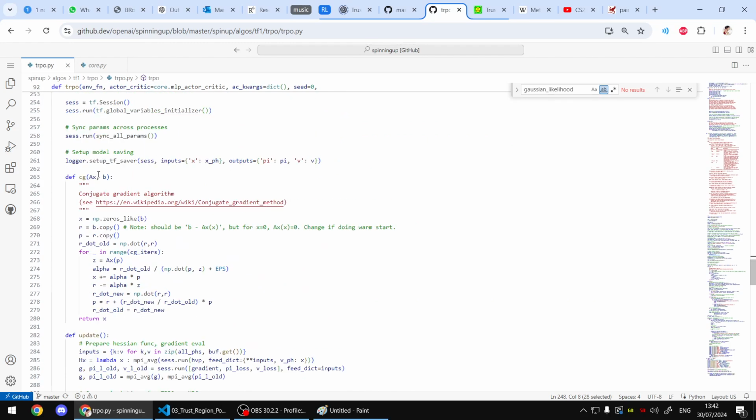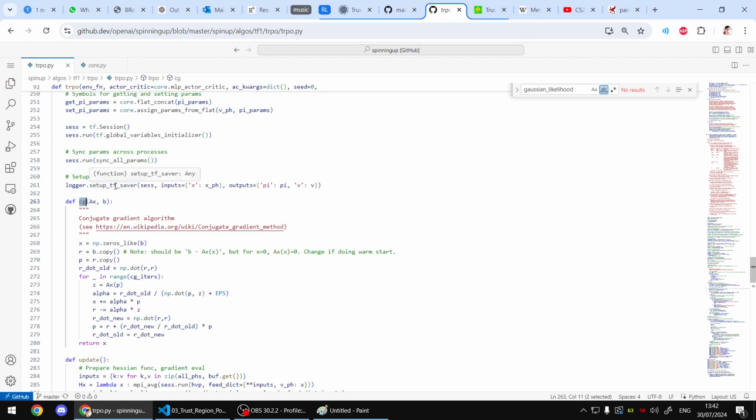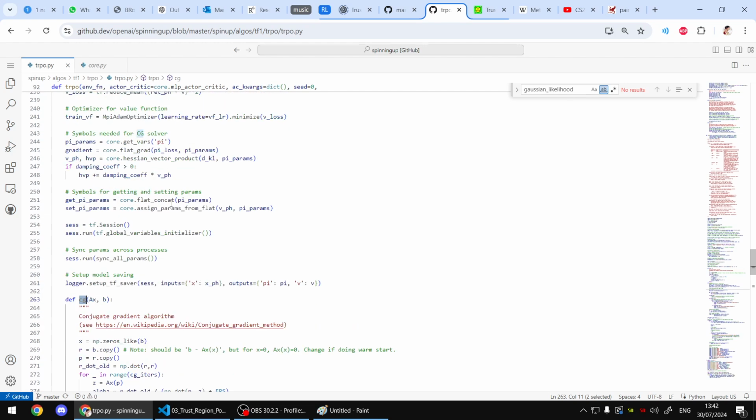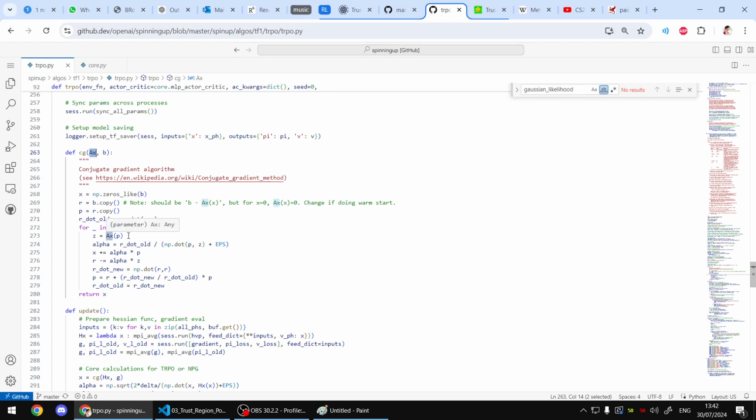Maybe the conjugate gradient, how they do it. They define the algorithm. It inputs this function. You see this. They say, okay, multiply our Hessian by some vector p.